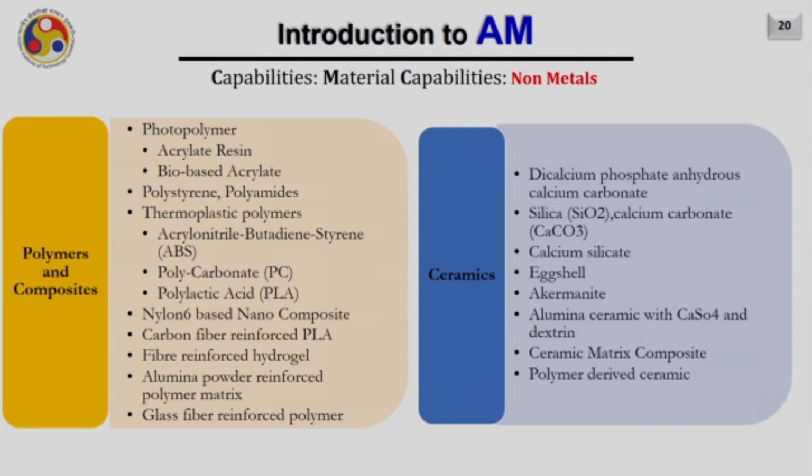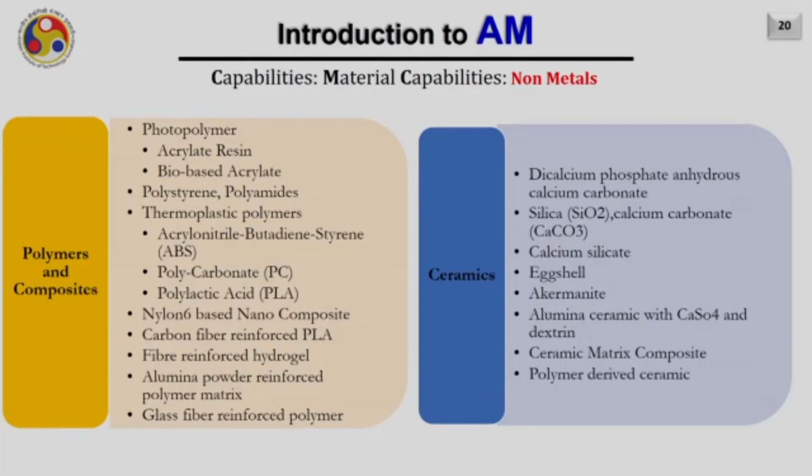Now, we shall discuss some of the material capabilities of the process. Like I said, additive manufacturing technologies are capable of handling a variety of materials. Some of the non-metals are highlighted here, like polymers and composites. Already the processes have been developed: photopolymers, thermoplastics, nylons, carbons, fiber reinforced, and all these materials are compatible with the UV based processes or the extrusion based processes.